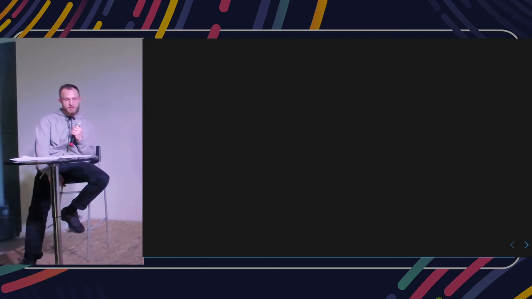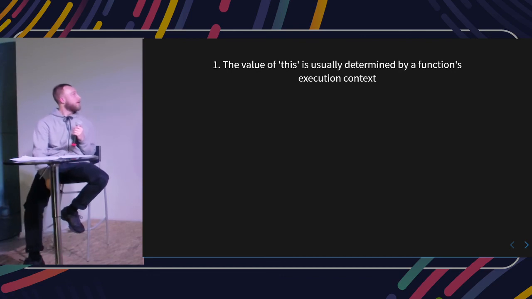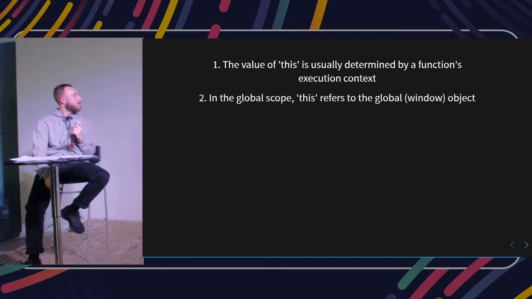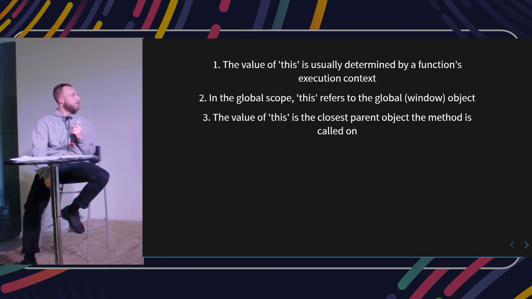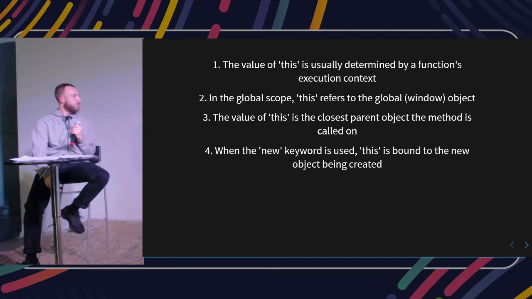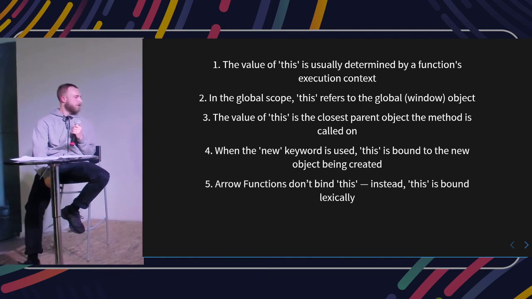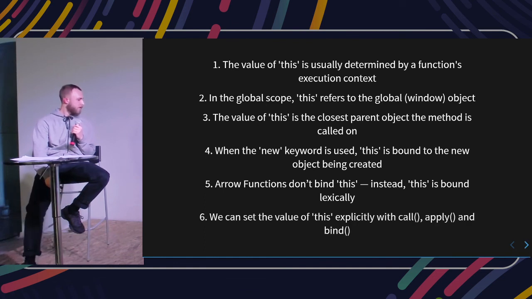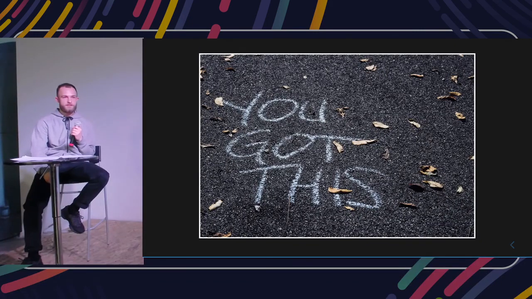And summing up the story, let's go over the points. The value of this is usually determined by a function's execution context. In the global scope, this refers to the global object. The value of this is the closest parent object the method is called on. When the new keyword is used, this is bound to the new object being created. Arrow functions don't bind this. Instead, this is bound lexically. And we can set the value of this explicitly with call, apply, and bind. And now you got this.